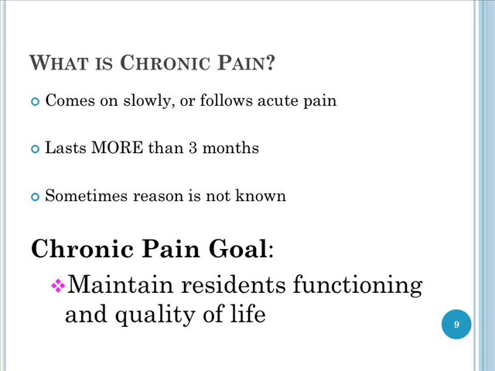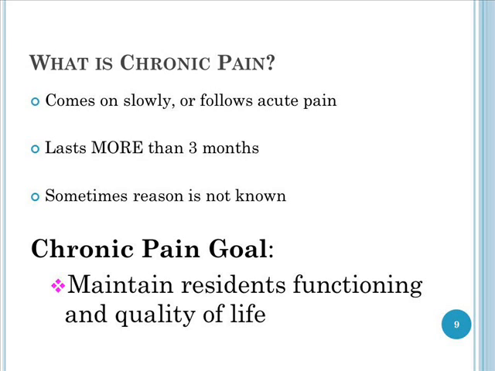Chronic pain, different from acute pain, tends to come on more slowly, or it may follow acute pain. It is usually defined as pain that lasts more than 3 months. Some people say more than 6 months. Some people even define it as any pain that lasts after normal healing should have occurred for an acute injury. And often we don't know the reason for chronic pain.